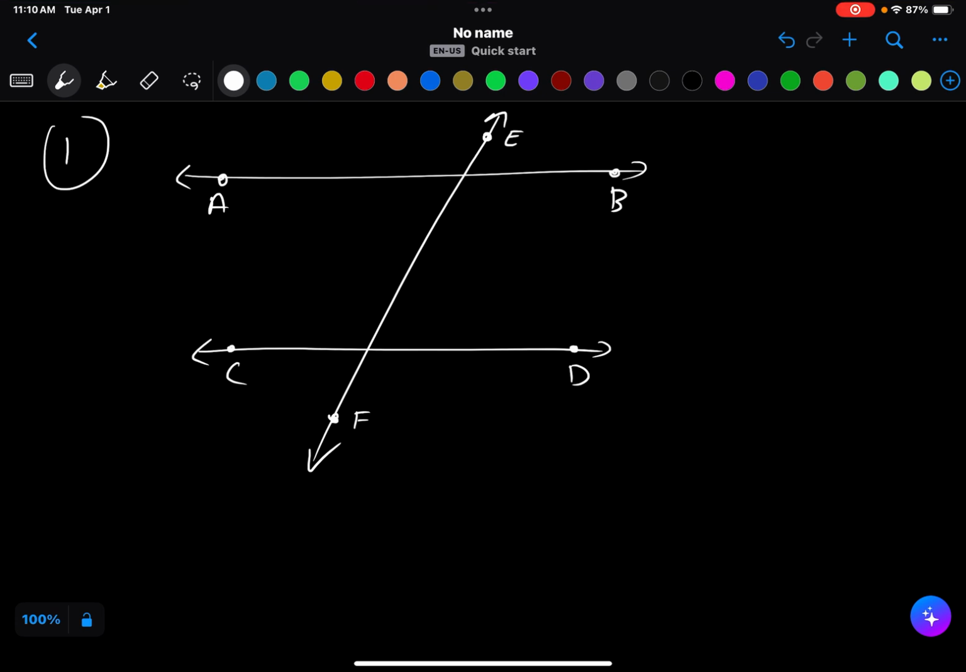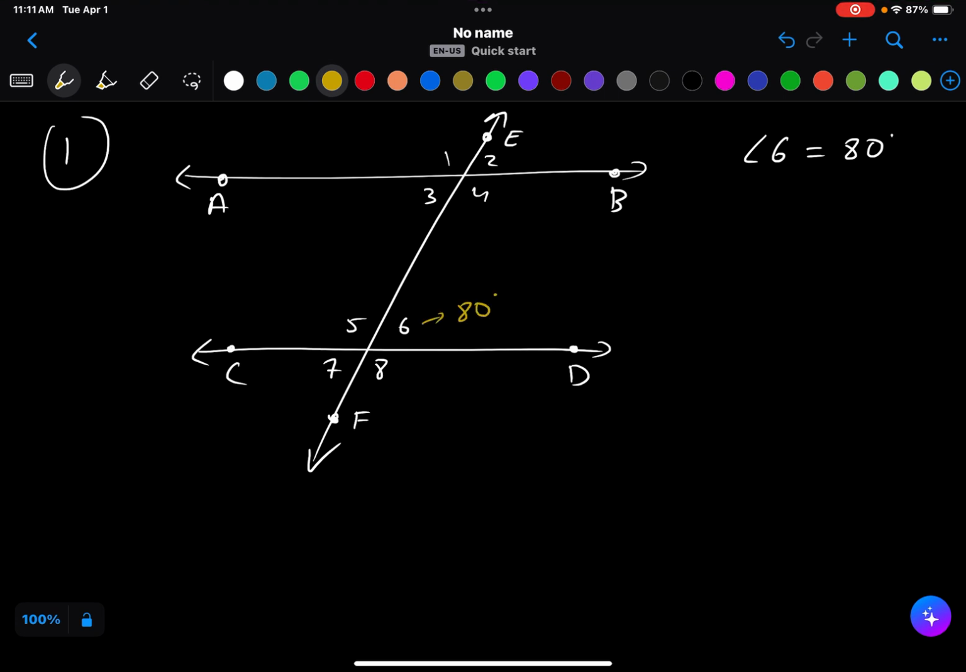And this gets you 8 angles. 8 angles form. 1, 2, 3, 4, 5, 6, 7, 8. Those are the names of the angles. And you are given angle 6 at 80 degrees. And you're asked to find all of the other angles. Okay, well, angle 6 right over here is 80 degrees.